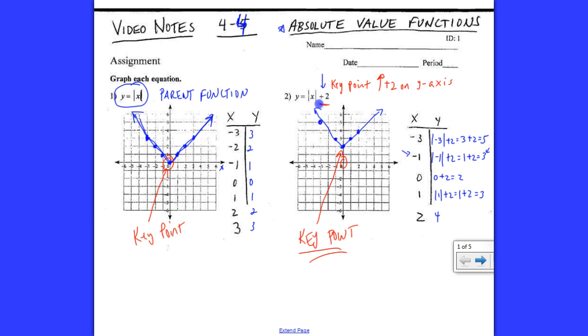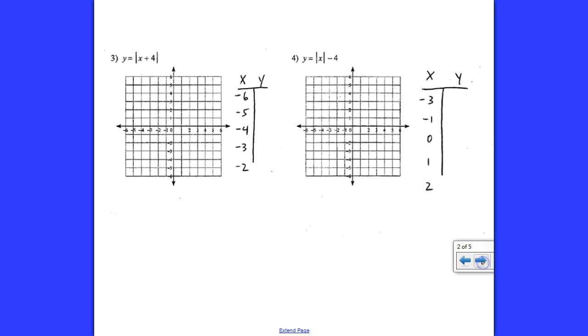So anytime we add a number outside, you want to remember that rule there because that's going to make our lives a lot easier. If we add a number or subtract a number outside the parenthesis or outside the absolute value, it's going to move it up or down. So let's look and see what happens on number 3 here, keeping that in mind.